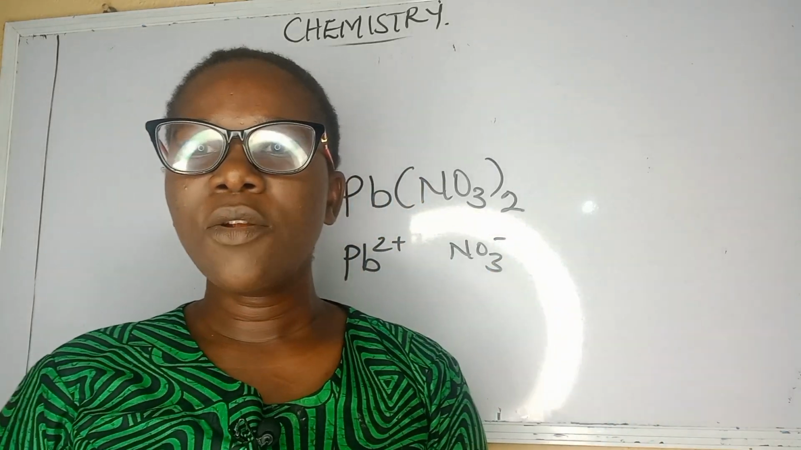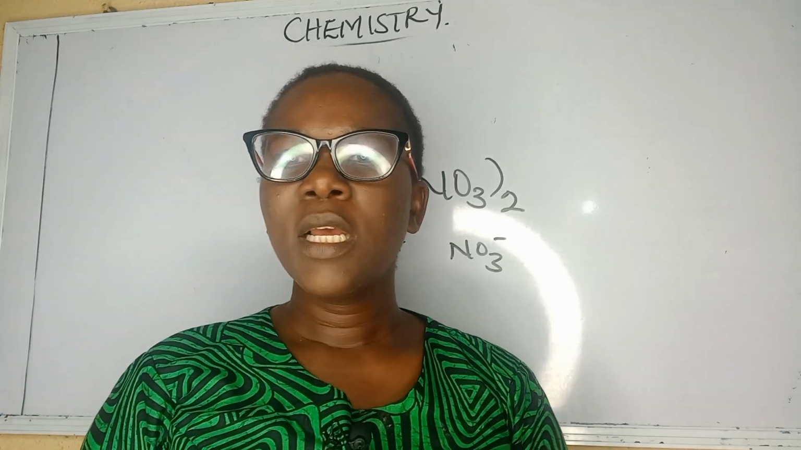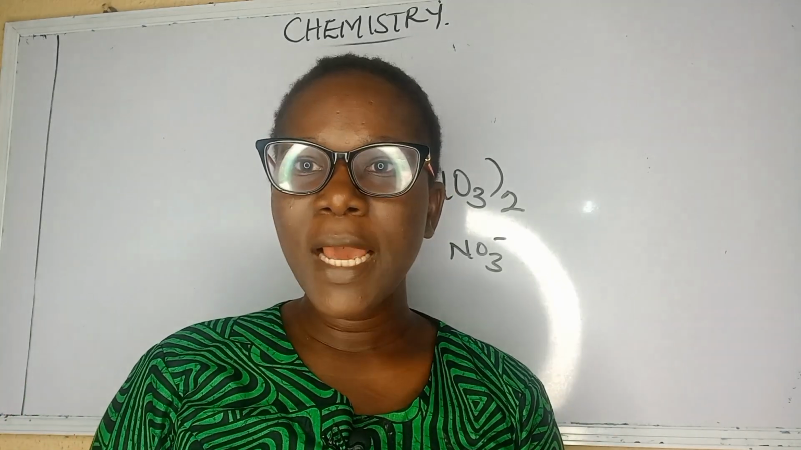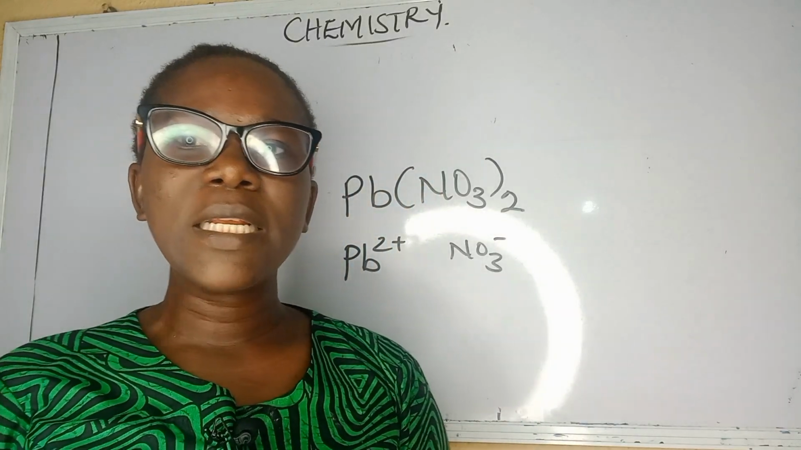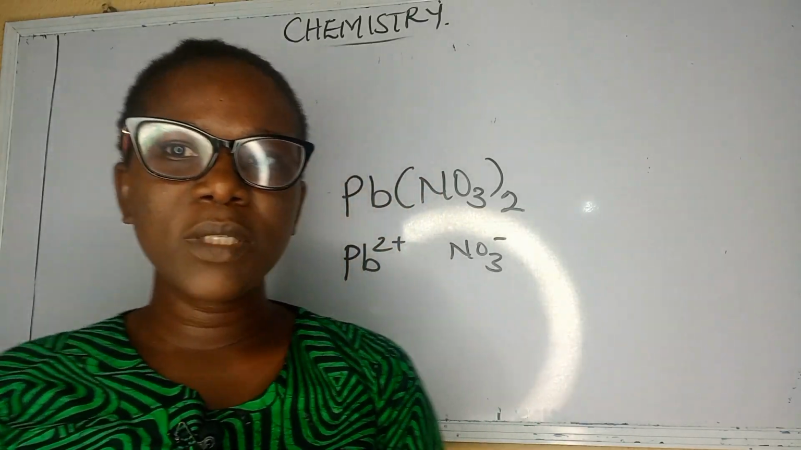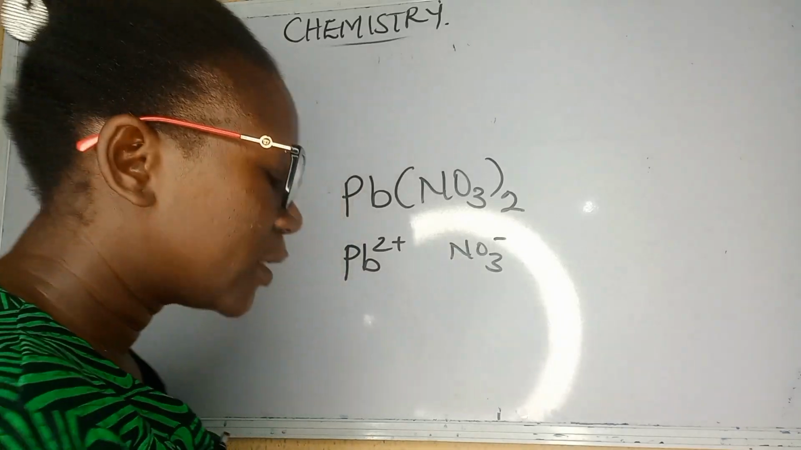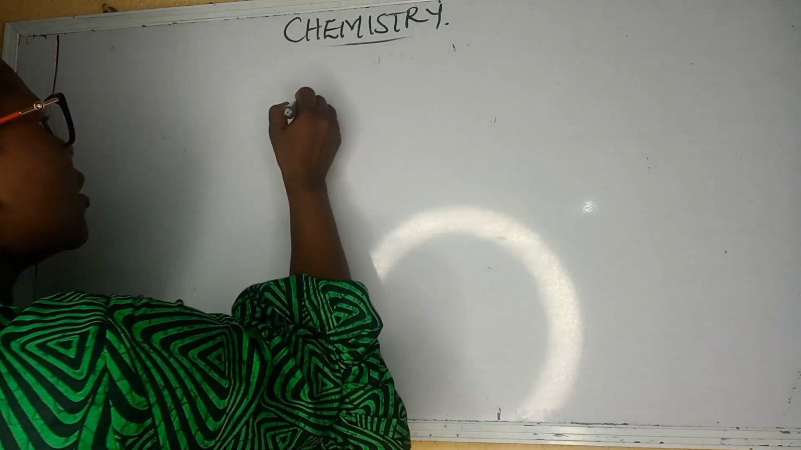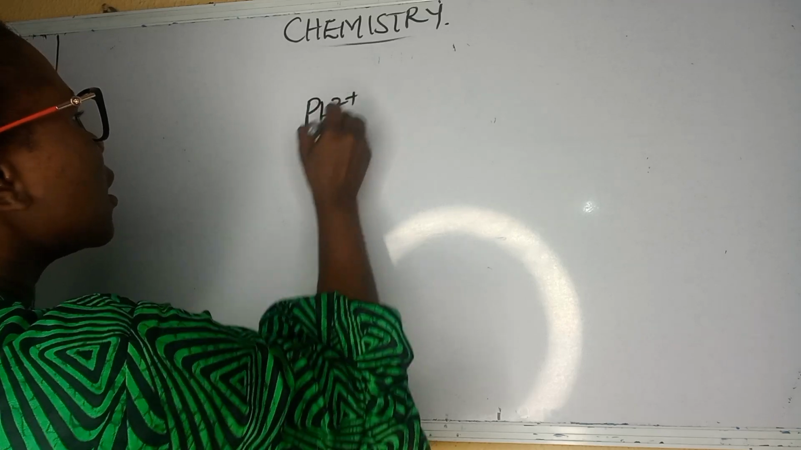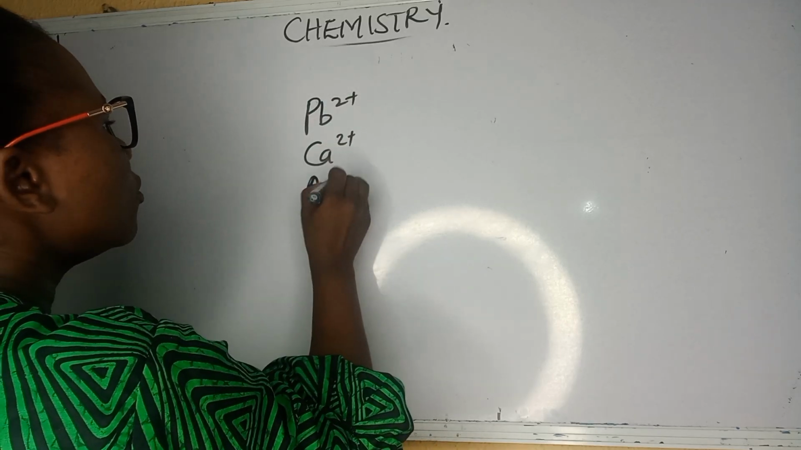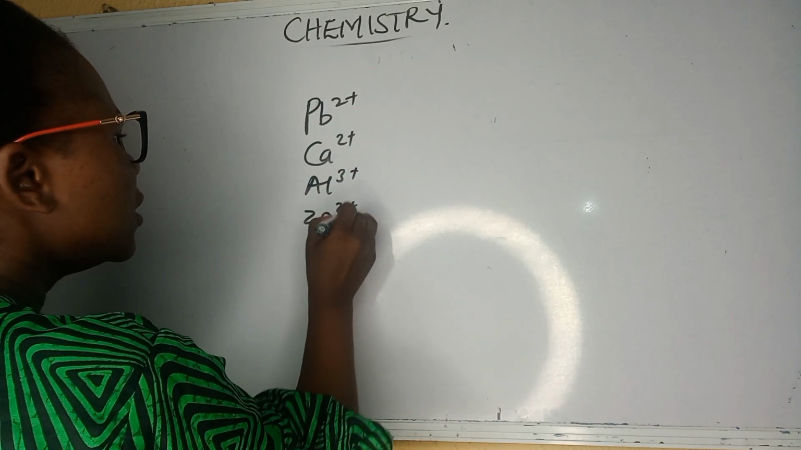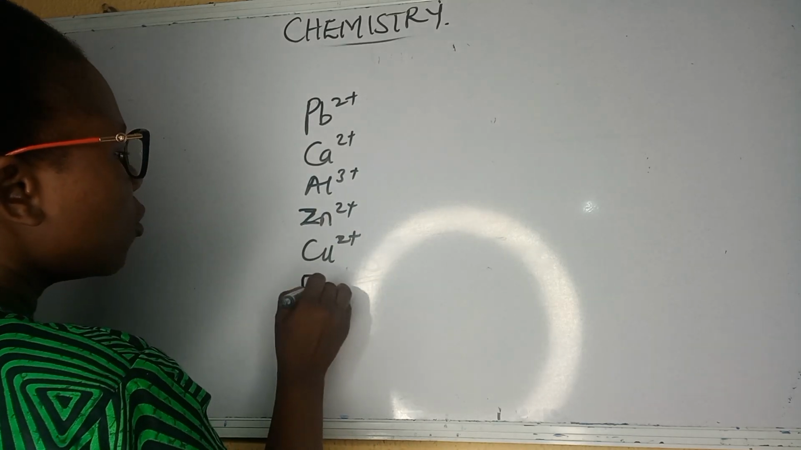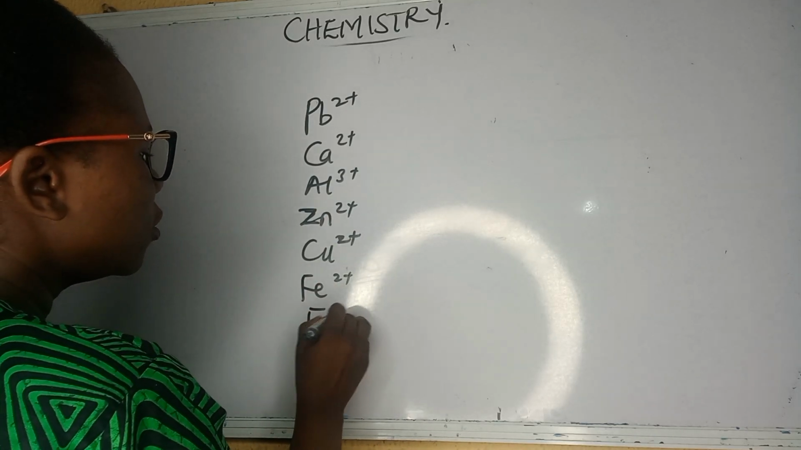Under inorganic qualitative analysis, that's where I'm paying more attention to. Now, under inorganic qualitative analysis, we have two types of ions that are tested for, the anions and the cations. The anions are the negative ions, while the cations are the positive ions. So let's look at the positive ions, for instance. The list of positive ions: lead, calcium, aluminium, zinc. Then we have copper(II). We have iron(II), then iron(III).